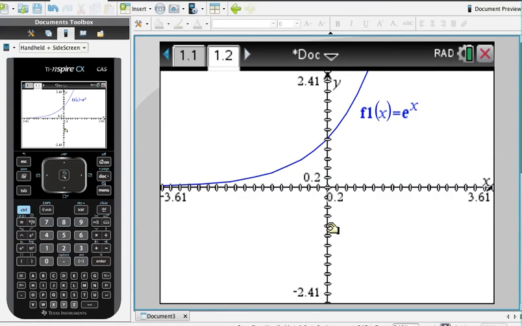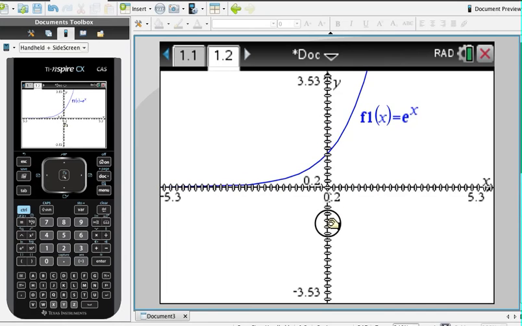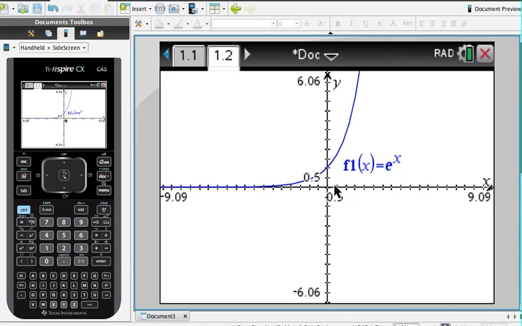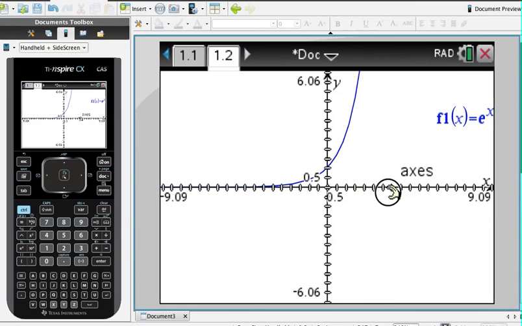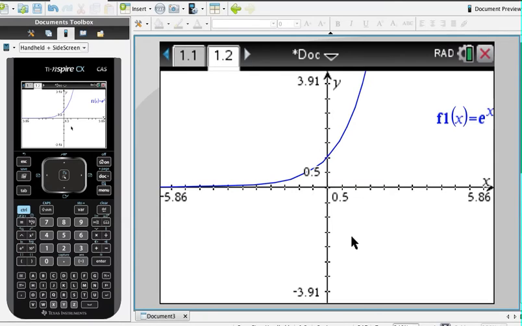We can rescale if you like by moving the hand up and down. In fact, we can move the axis as well. And we can move the text out of the way. Just have to have a fine hand. Okay, so that's how we can rescale.